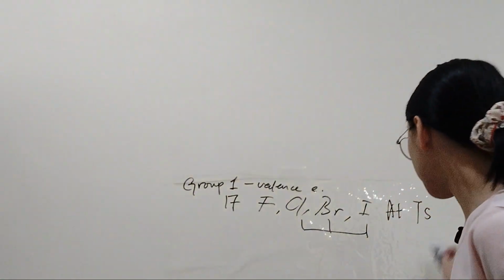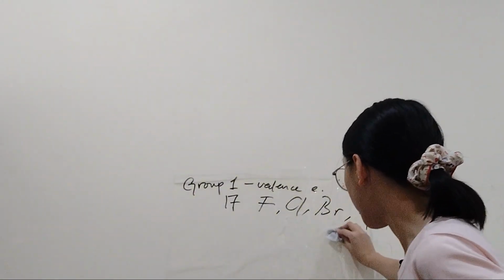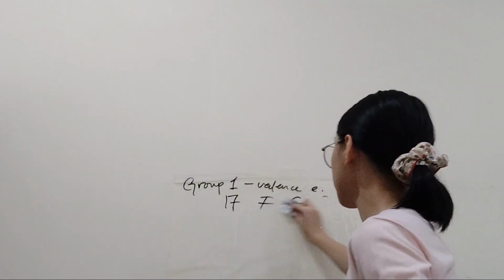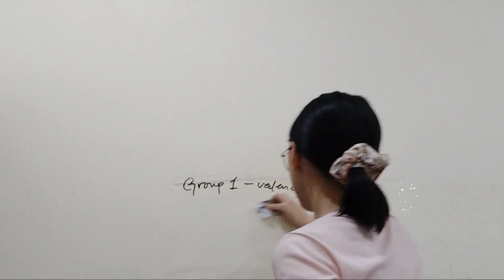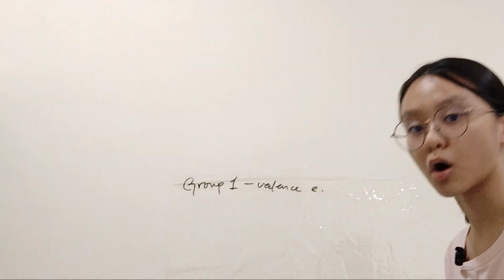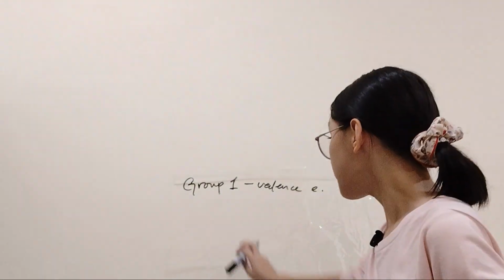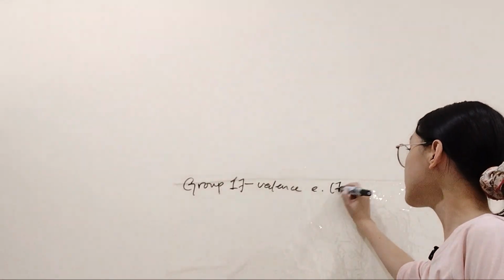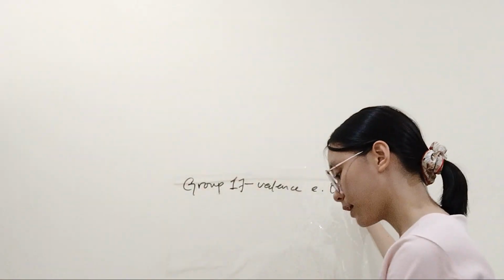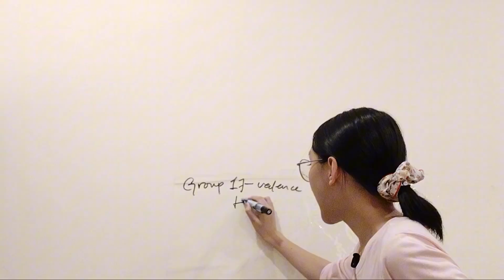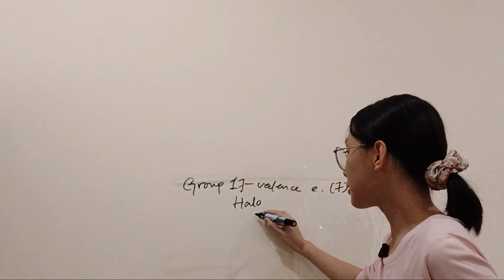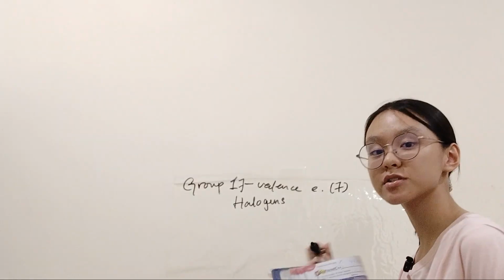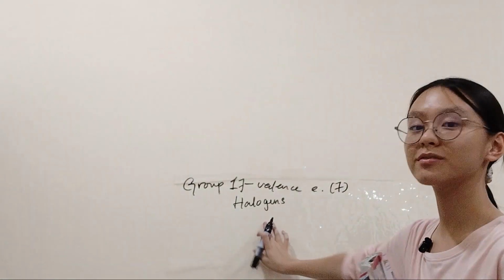Okay, so the first thing I'm going to talk about is how we all have a name for these groups. For group 18, they're called noble gases. For group 1, they're called alkali metals. So for group 17, first of all, they have 7 valence electrons. Then for group 17, they are known as halogens.